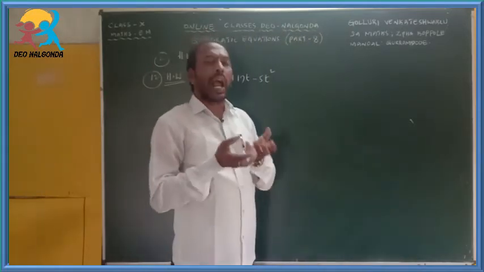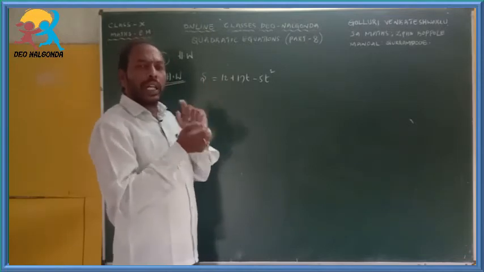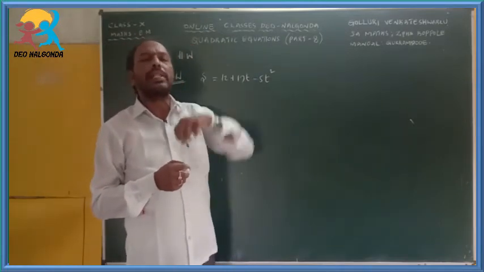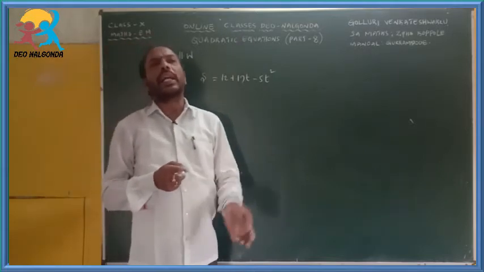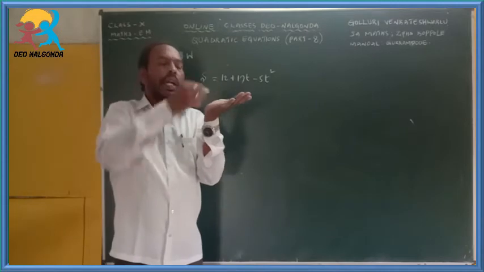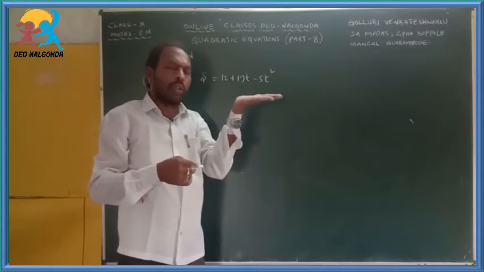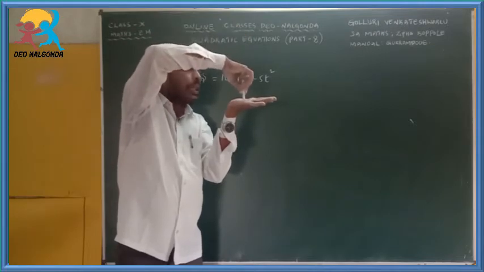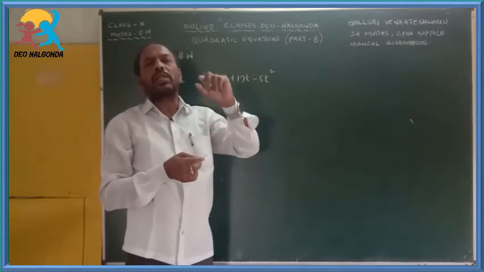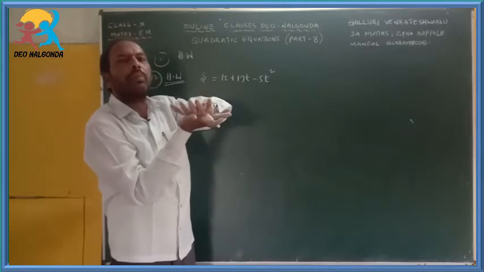After the stone is thrown upwards, it is at this height. The relation between time and distance is given. After how many seconds does it reach the ground, he asked. So at the time the stone touches the ground, the distance between the ground and the stone is 0. After falling on the ground, the distance between the ground and the stone becomes 0. When it touches the ground, the distance between stone and ground becomes 0.